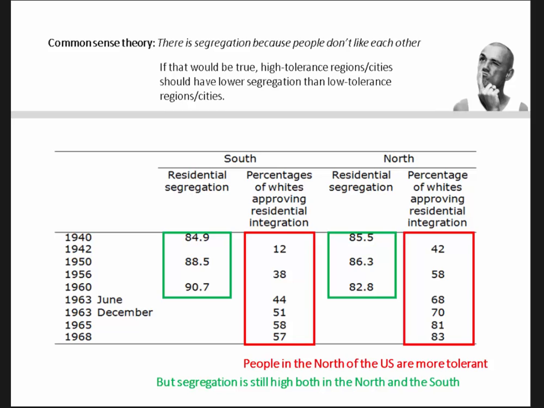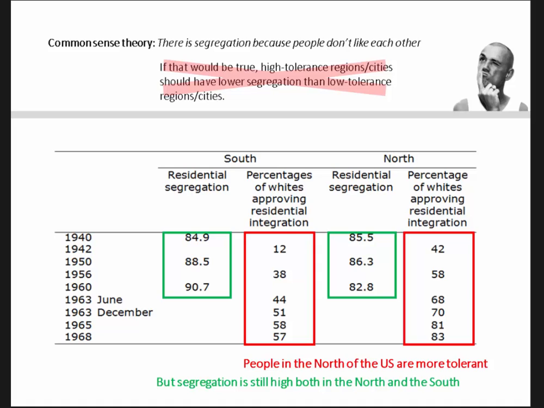If I would do a statistical test on these numbers, because there could be some random fluctuations and whatnot, I could not reject that it would be the case. This implication is not true. Which is a little puzzling now, because you would think, hang on, why isn't there less segregation in cities where people are more tolerant?